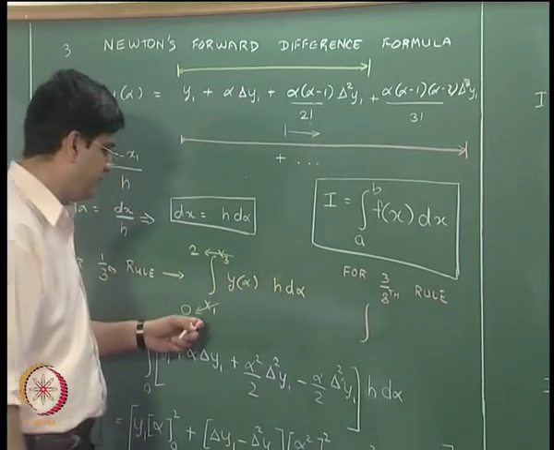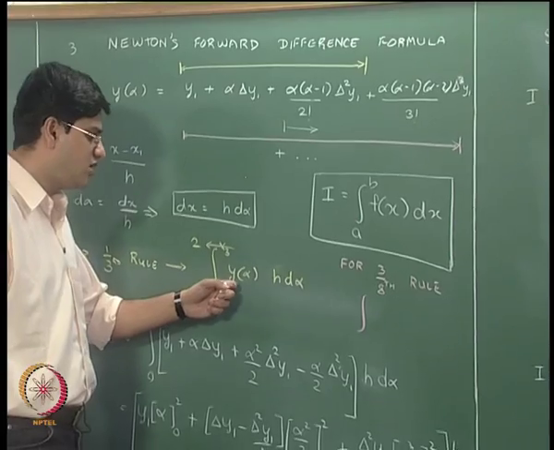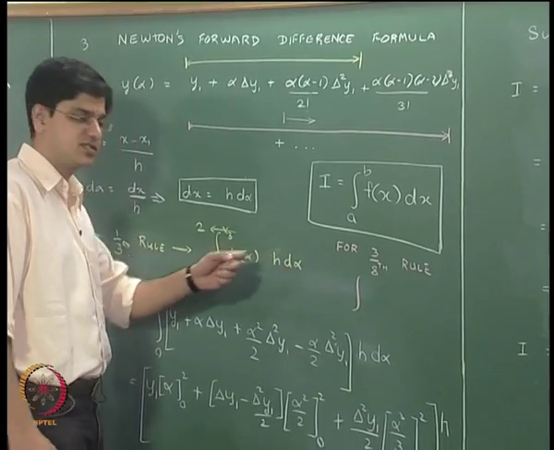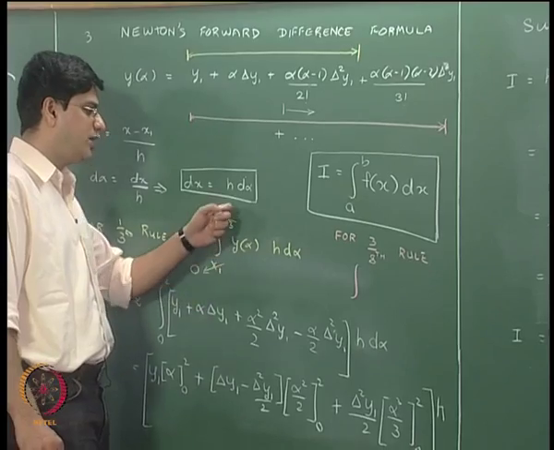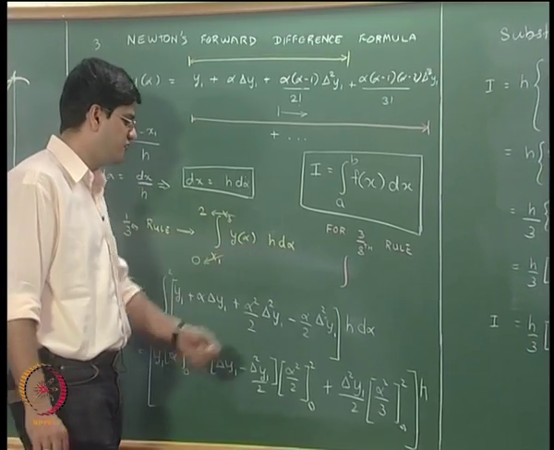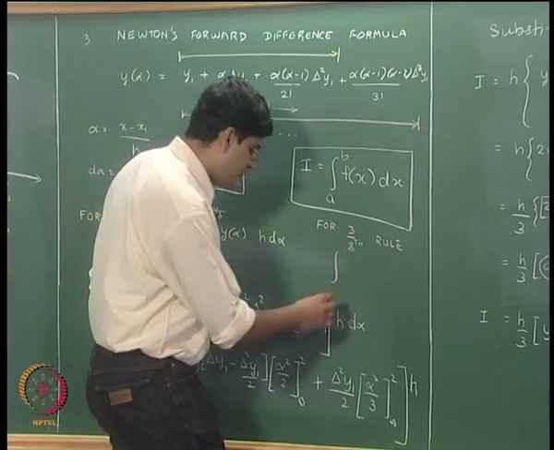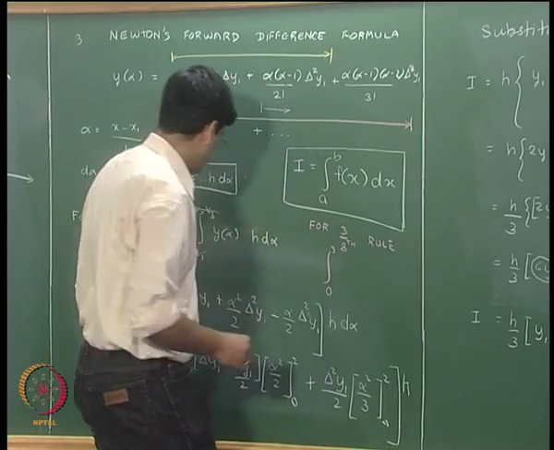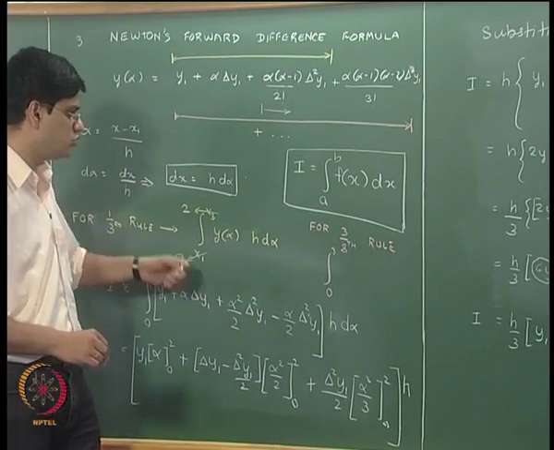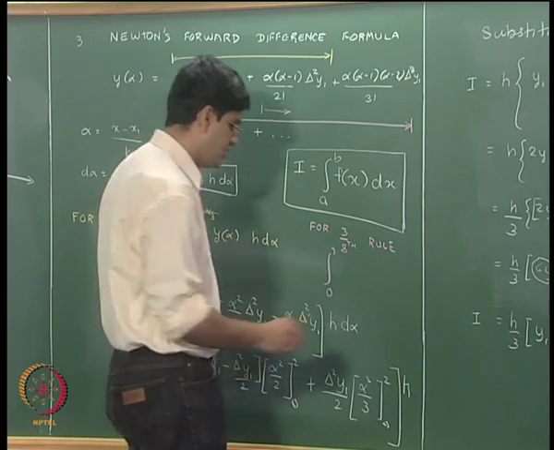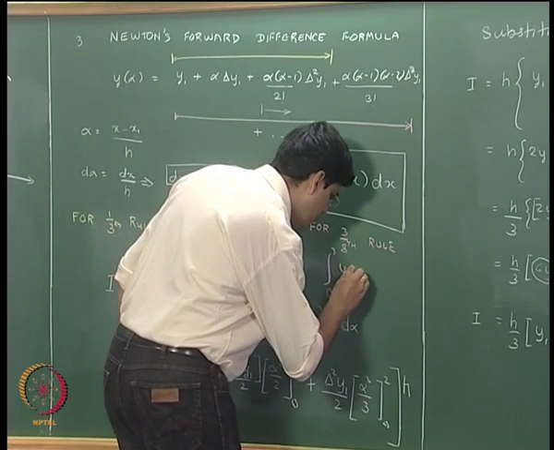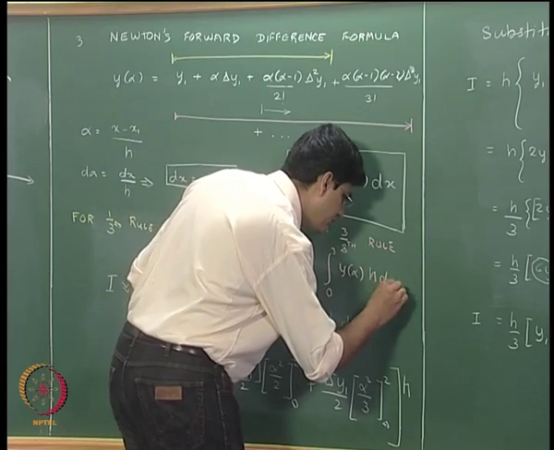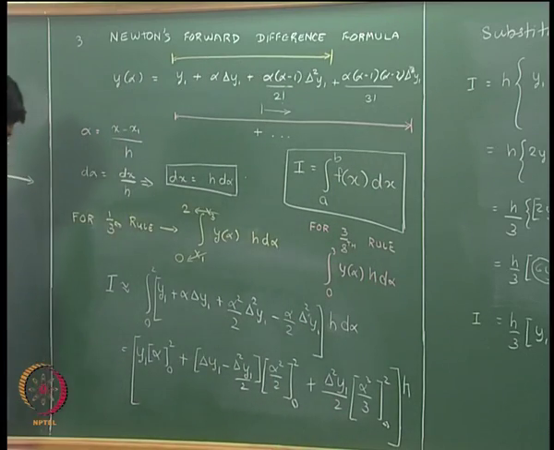integral. So keep in mind we had integral from x1 to x3 of y alpha h d alpha. In this case we will have integral from x1 to x4 of y alpha h d alpha, and integral from x1 to x4 is from alpha equal to 0 to alpha equal to 3, okay. Instead of alpha from 0 to 2, now we have alpha going from 0 to 3, y of alpha h d alpha, okay. And what do we need to do in order to modify this?